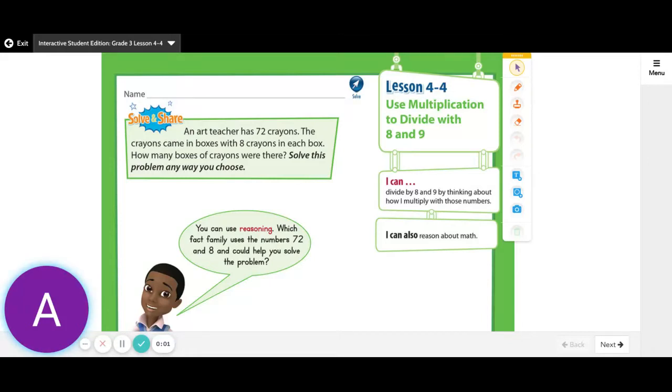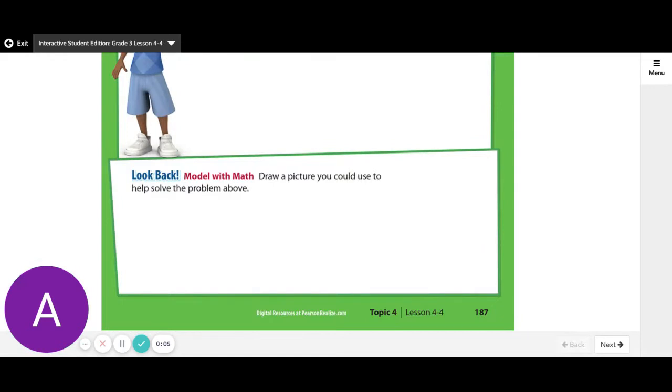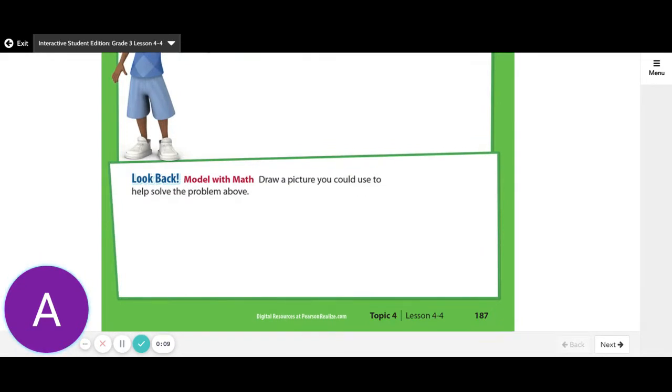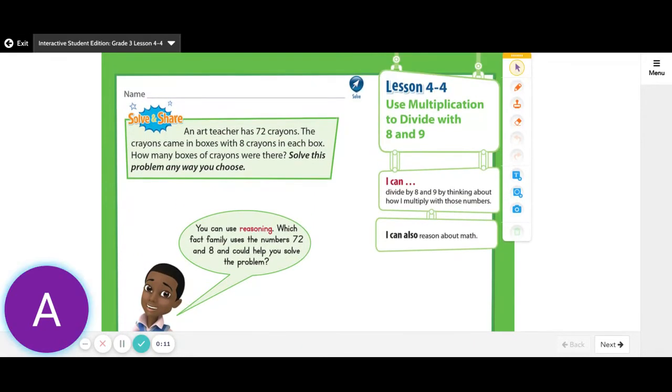Multiplication and division. And today we are going to use multiplication to divide with 8 and 9. So please make sure you're on page 187. You can pause the video if you need to get to your page. Let's look at our I can statements. I can divide by 8 and 9 by thinking about how I multiply with those numbers. I can also reason about math.